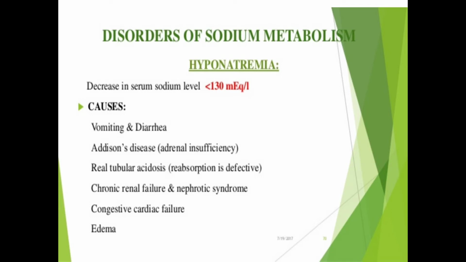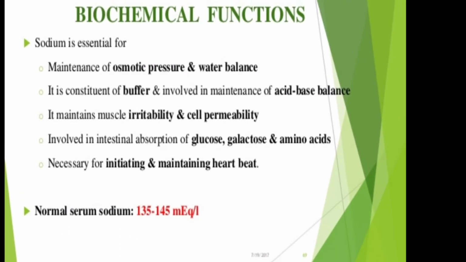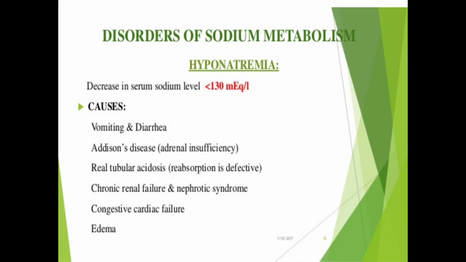Hyponatremia, this you may get as a 3 marks short or 5 marks short note. A decrease in the sodium level to less than 130 milliequivalent per liter is called hyponatremia. Anything hypo means below the level, low. What is the normal range for sodium? 135 to 145 milliequivalent per liter. So if the blood sodium is less than 130 milliequivalent per liter, then it is hyponatremia.